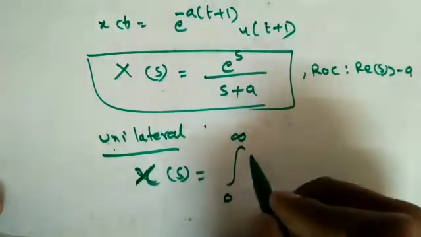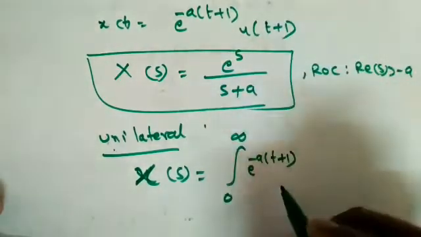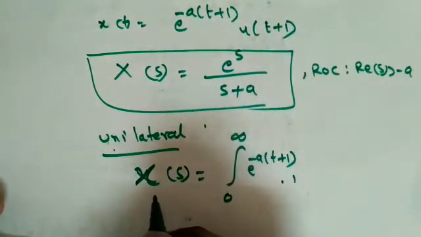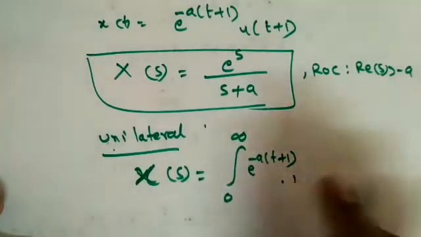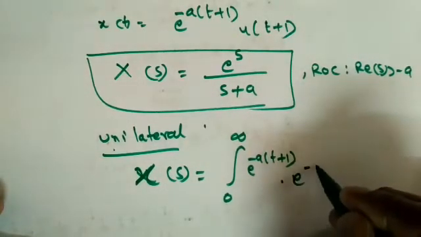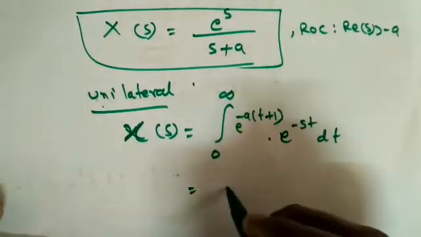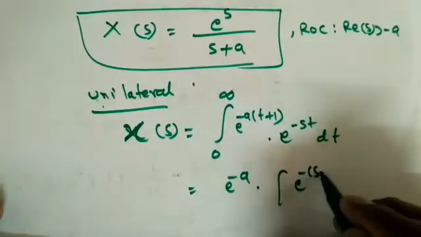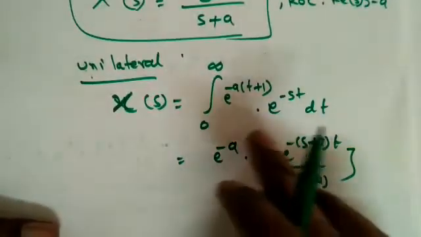And what is the signal? It is e^(-a(t+1)). So actually it should be from minus 1 to infinity, but the unilateral becomes 0 to infinity. Here, e^(-a(t+1)) times e^(-st) dt. Now e^(-a) is common, and we get e^(-(s+a)t) divided by minus (s+a). I hope you know how I did this.